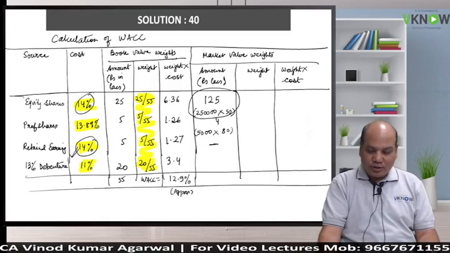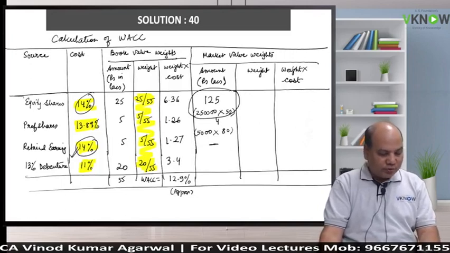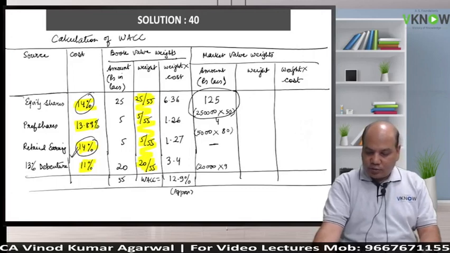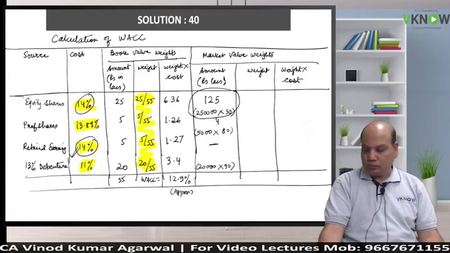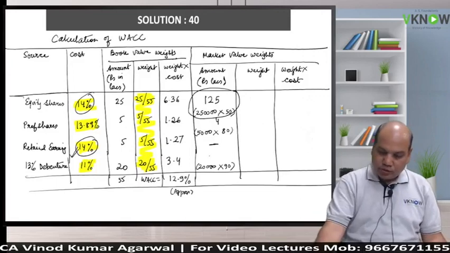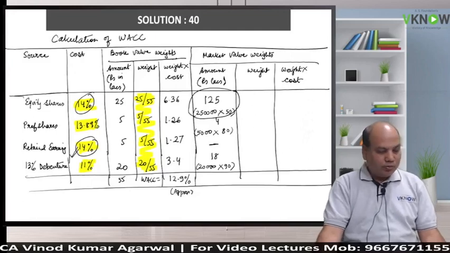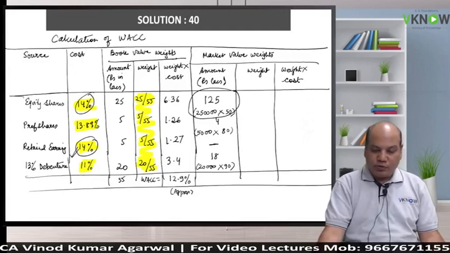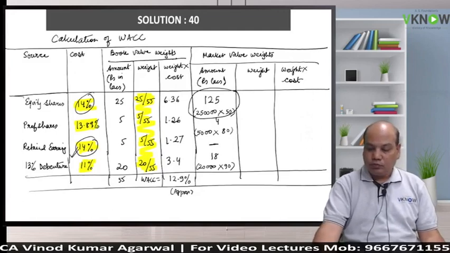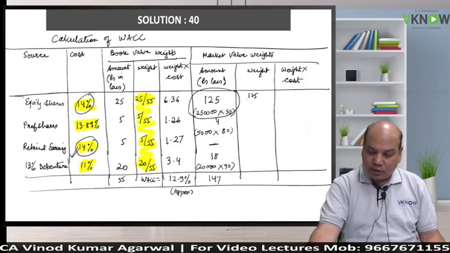Come on, student. Debenture. How many debentures are there? 20,000 debentures, 90 per piece. Into 90. Is it 18 lakh? Just write 18, because we are writing in lakhs. 125 plus 4 plus 18 is 147. Write down 125 by 147, 4 by 147, 18 by 147.